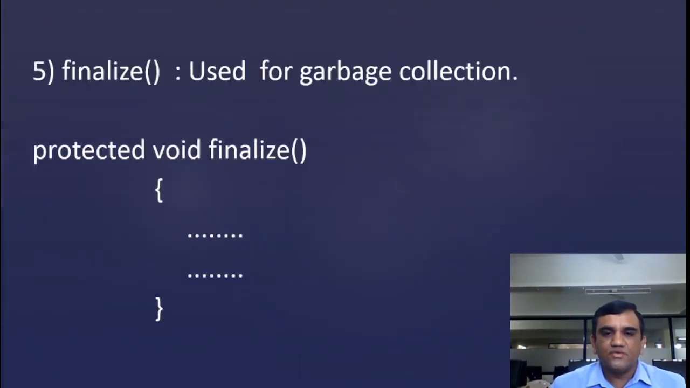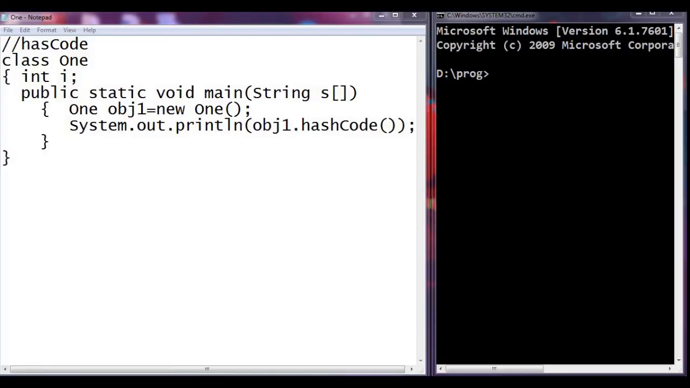The finalize method is used for garbage collection, which we have seen in one of the lectures, protected void finalize. You might be recalling that this finalize method was called whenever the garbage collection was called. So that is basically a garbage collection method, protected void finalize.